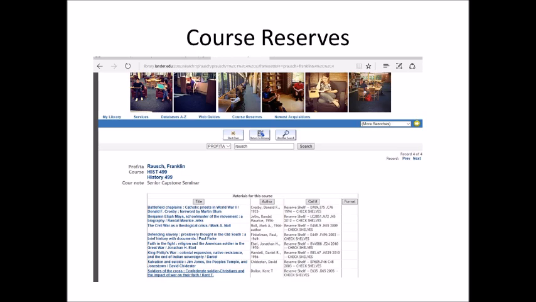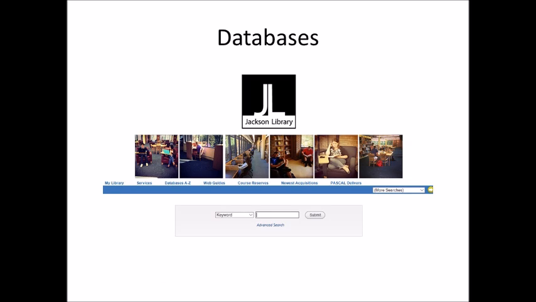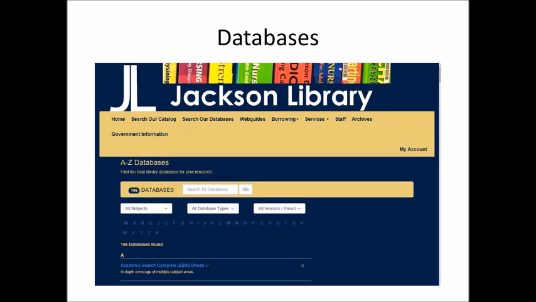So pretty easy. Now we need to talk about databases too, right? I just talked about how to get books. We need to now talk about how you would get things like articles. The Jackson Library has a lot of databases, and if you go back to that library, you'll notice it says at the top of the menu, Databases A to Z. You can click on that, and it would bring you to a page that looks something like this.